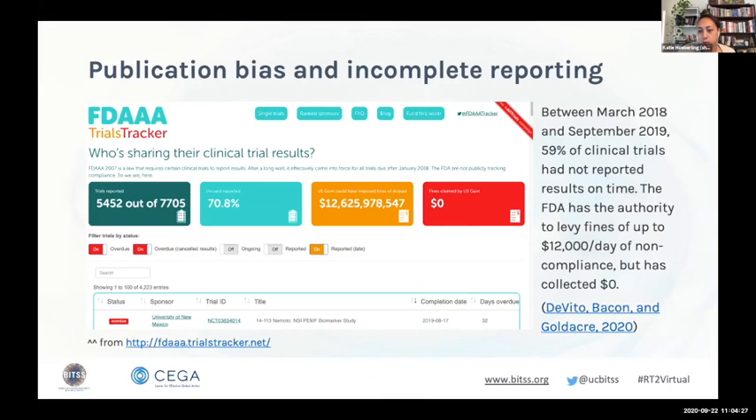There was a research paper recently that found that 59% of the trials that were registered between March 2018 and September 2019 had not reported results on time. So there are a few different projects out there that are trying to track compliance, and across the board they're finding lower than you would hope.